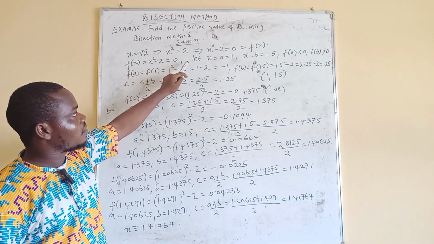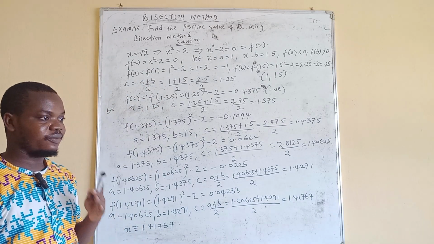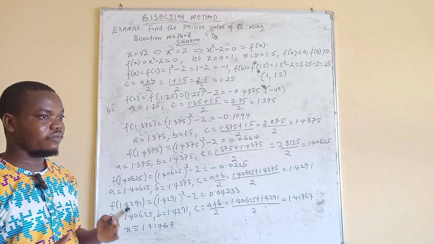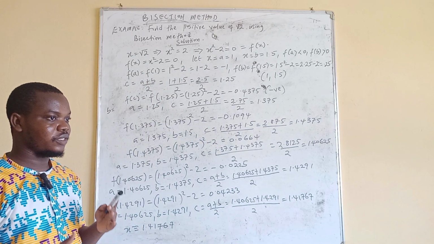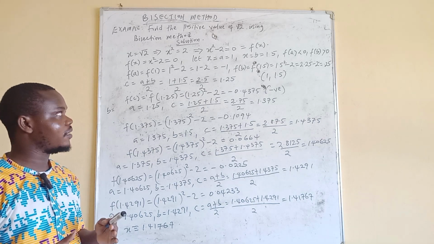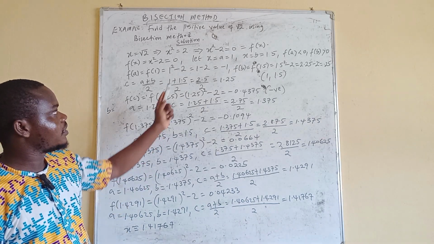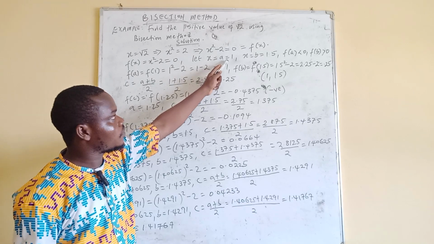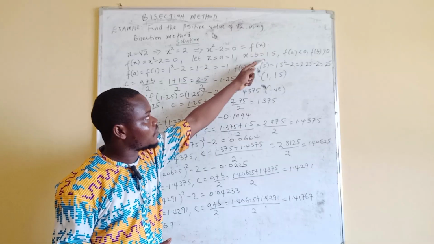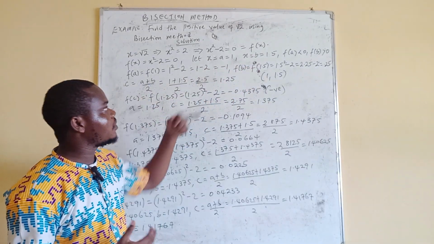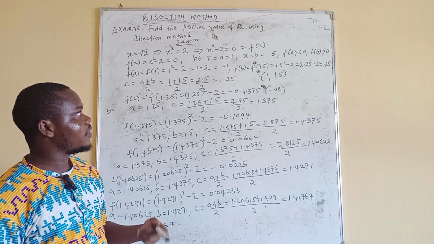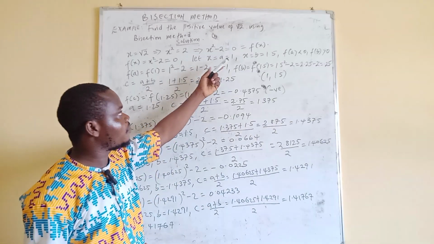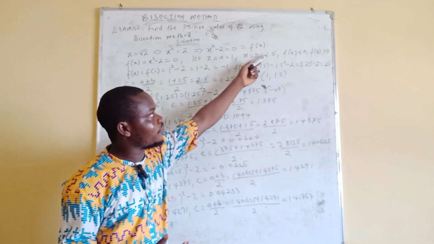We're now looking for two possible values between which the root lies. So if we let a equal 1 and let b equal 1.5, we can now try to see the values of this function by replacing x by 1 and replacing x by 1.5.